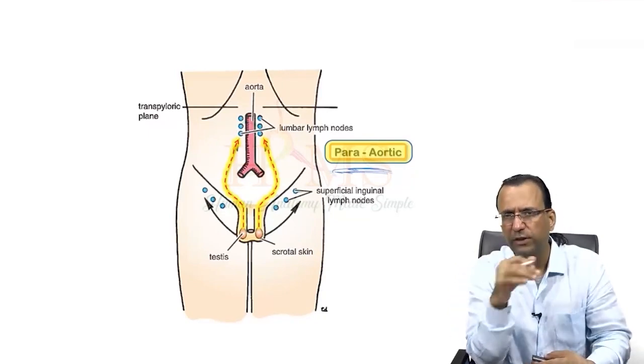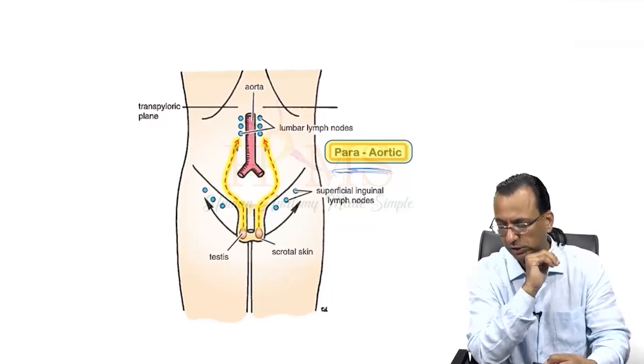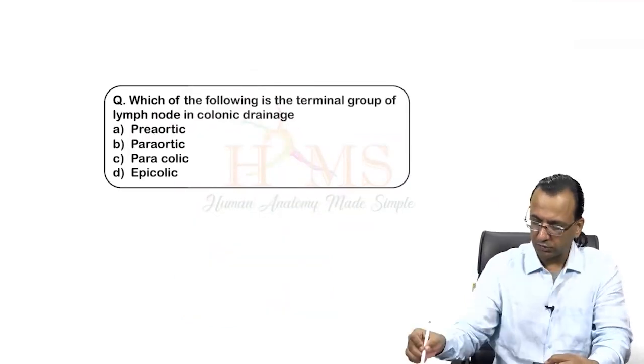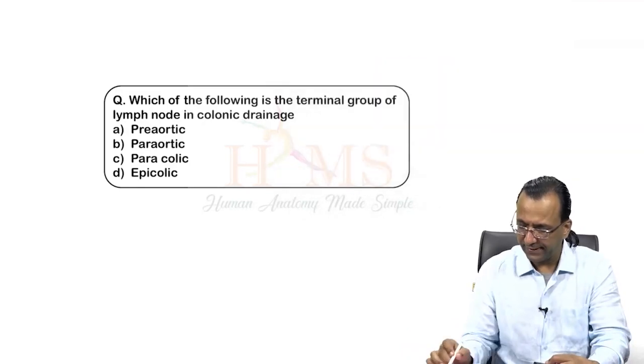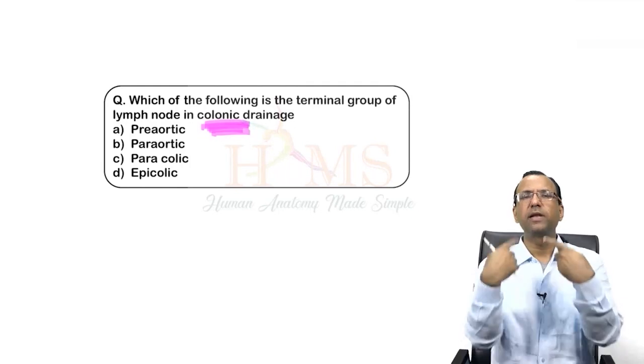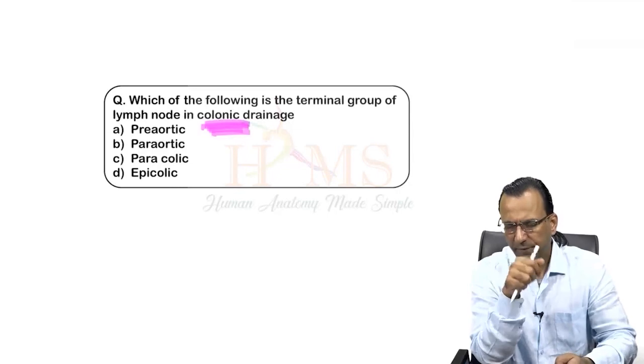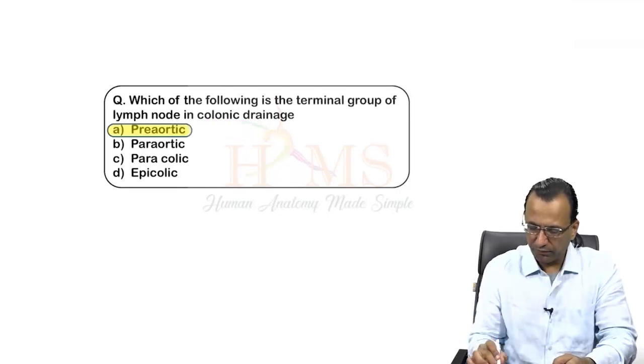But why should we know this? Because questions are coming. Which questions are coming? Where is the question? See, tell me the answer to this question. It is asking colon, and colon is gut tube. If colon is gut tube, then it is in the midline in front of the aorta. I think it should drain in front of the aorta. Pre-aortic? Yes, pre-aortic, fine, good.